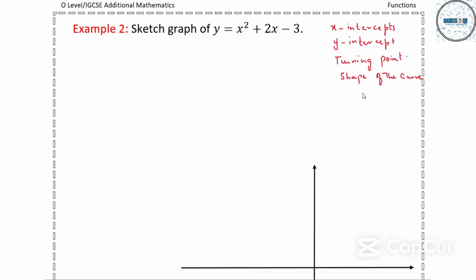If the coefficient of x squared is positive, means greater than 0, then the shape of the curve is a minimum curve. And if a is less than 0, then there is a maximum curve. So in this case, coefficient of x squared is 1, which is greater than 0. So we know that the shape of the curve is this one. Now we will take out turning point, x-intercepts and y-intercept.